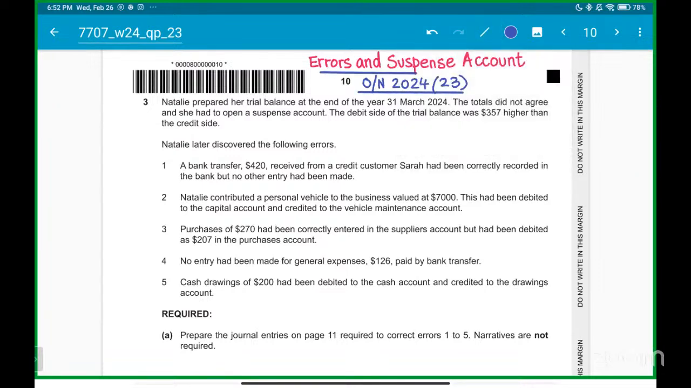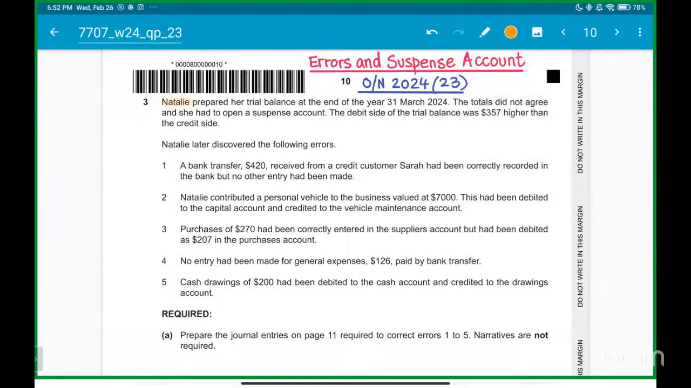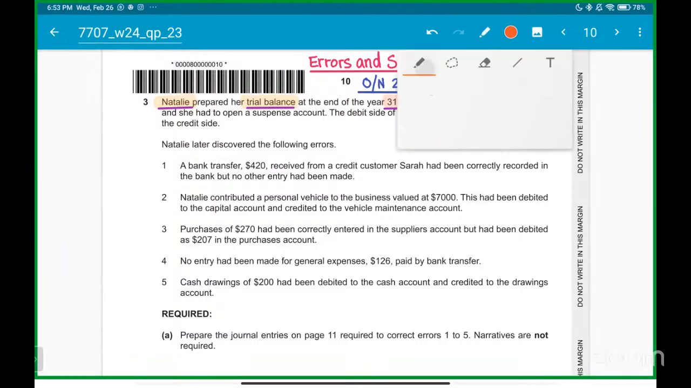So what we have is basically the person, Natalie, or the person named N. She prepared her trial balance at the end of the year, 31st March 2024. So we are preparing the trial balance at 31st March 2024, which means that our year is ending, students, on 31st March 2024. So the year started on 1st April 2023 and the year ended on 31st March 2024.